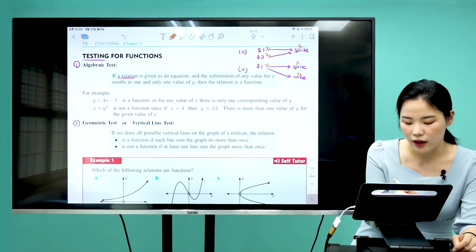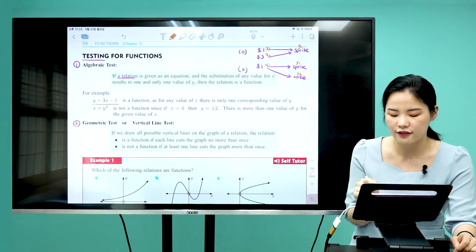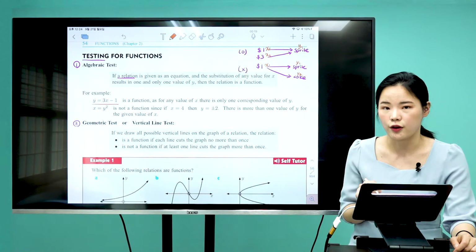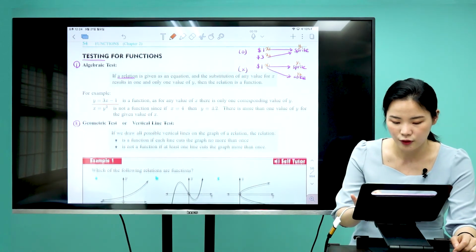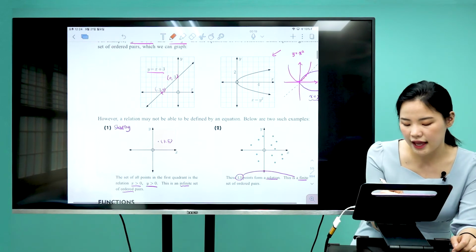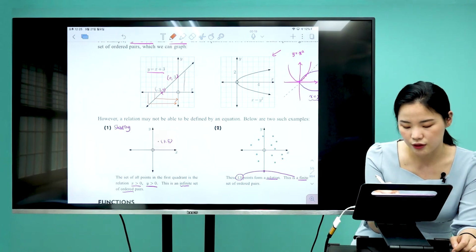So y equals 3x minus 1 is a function, as for any value of x, there is only one corresponding value of y. Let's check from the previous page. With any value of x, you will have one y. Any value of x, you will have one y.